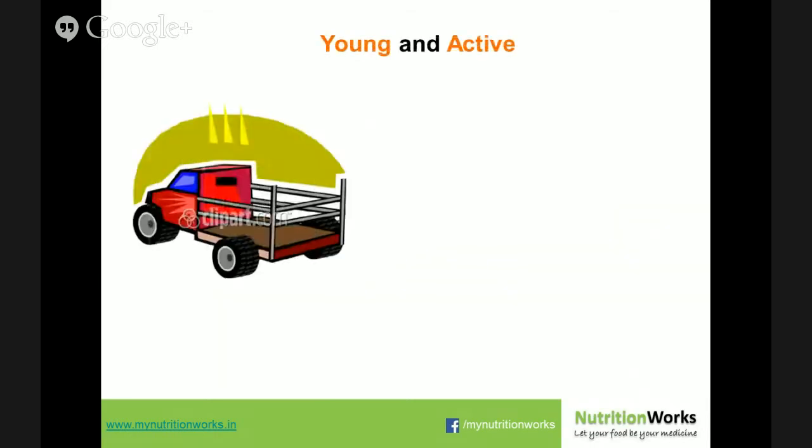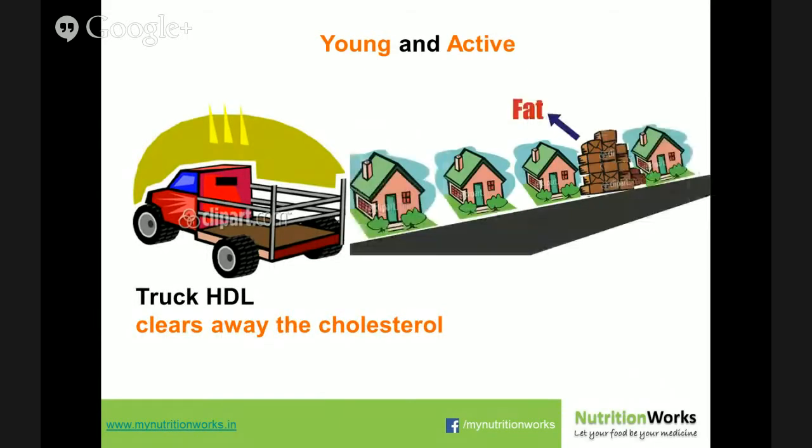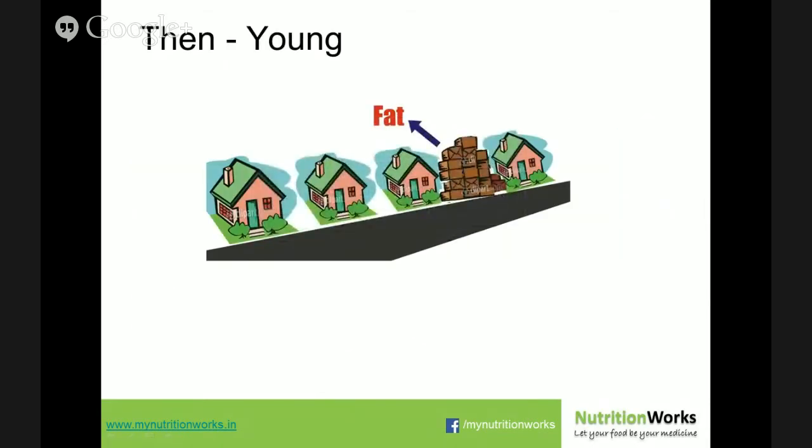We also have another lipoprotein in our body, which is called HDL, high density lipoprotein, which clears away the cholesterol. So when you have a good quantity of HDL in your body, your blood vessels are clean, they are cleared away by HDL, and your fat is at a minimal level. Now, when we are young and active, our roads are very clean, which means our blood vessels are not littered by this excess cholesterol, and we have a little amount of fat.